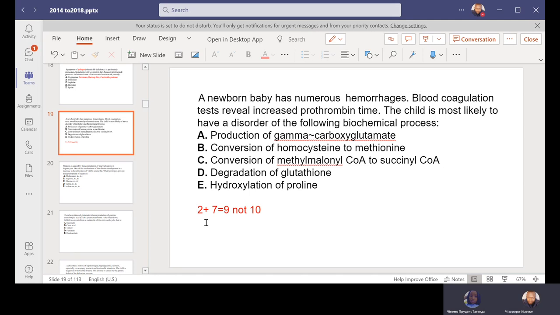It's just a simple mnemonic to remember the four clotting factors. Okay, repeat. Factor 2, factor 7, factor 9, and factor 10.